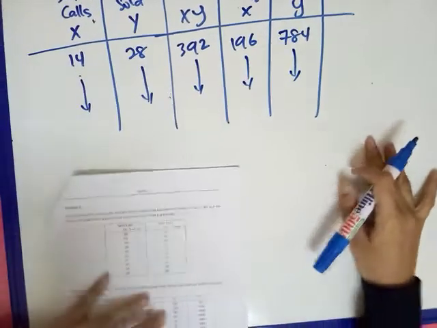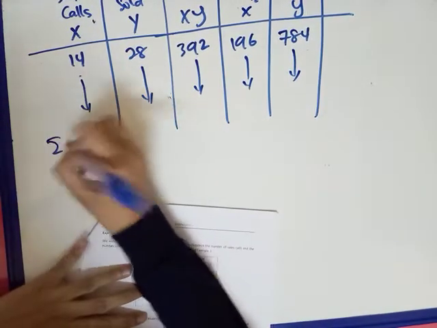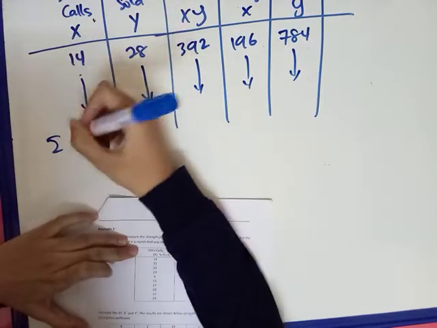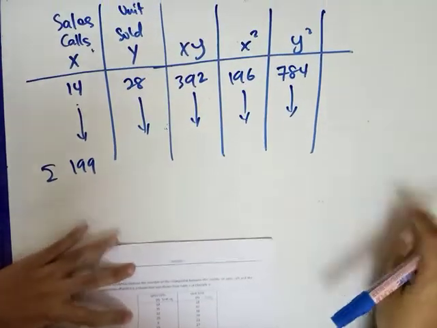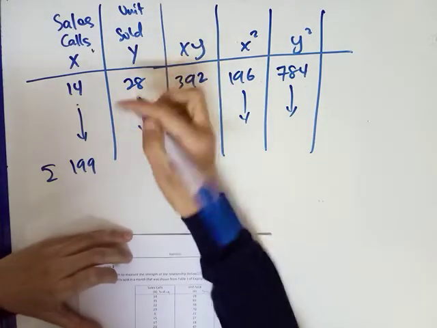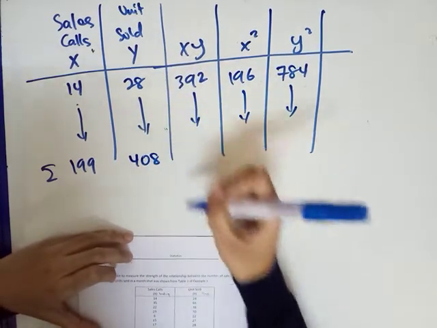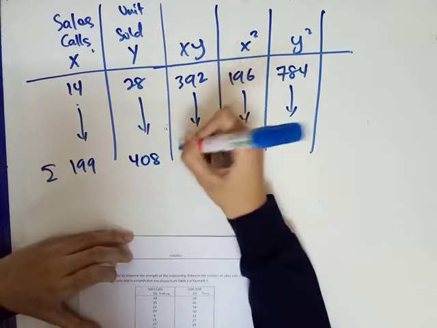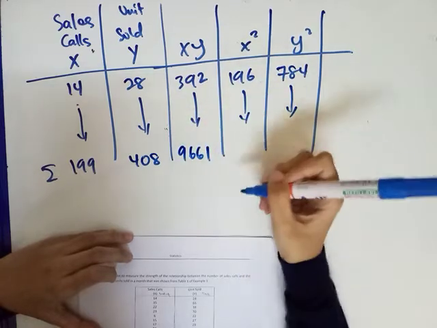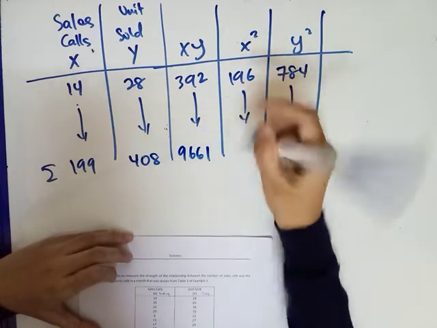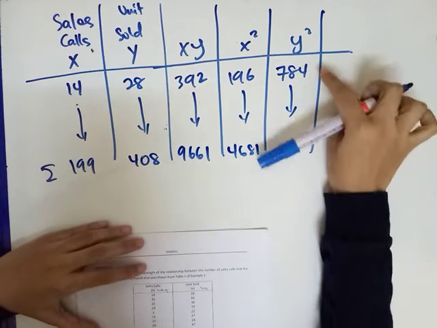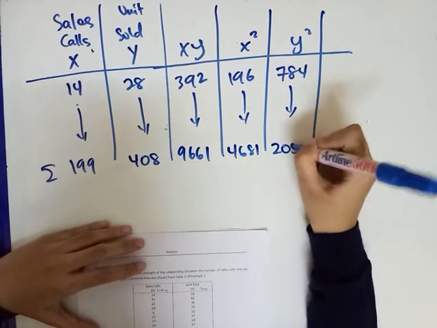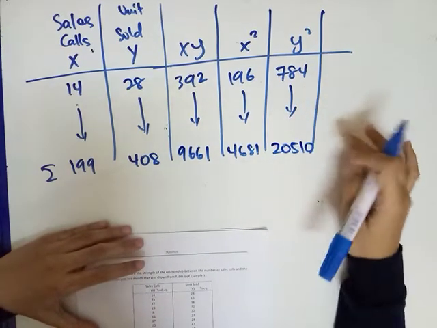And then you need to total up. Total up for X, you get 199. Total up for Y, it is 408. Total up for XY, you get 9661. Total up for X square, you get 4681. For Y square, you get 20510.